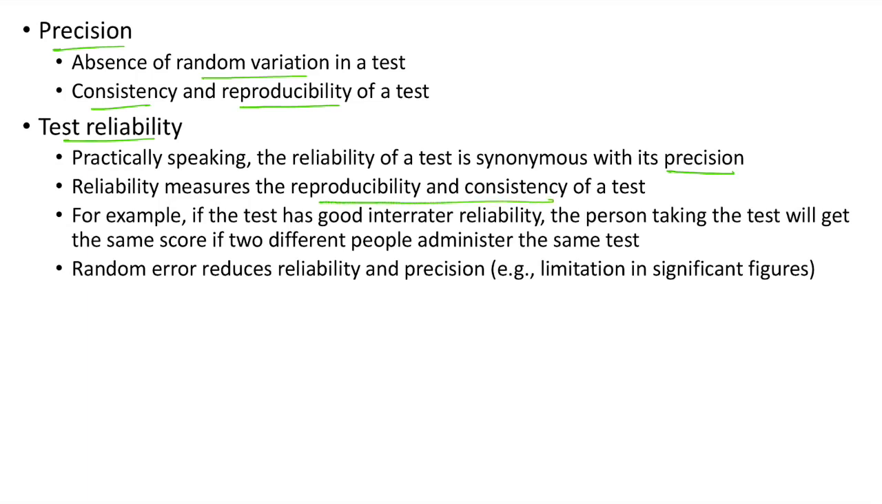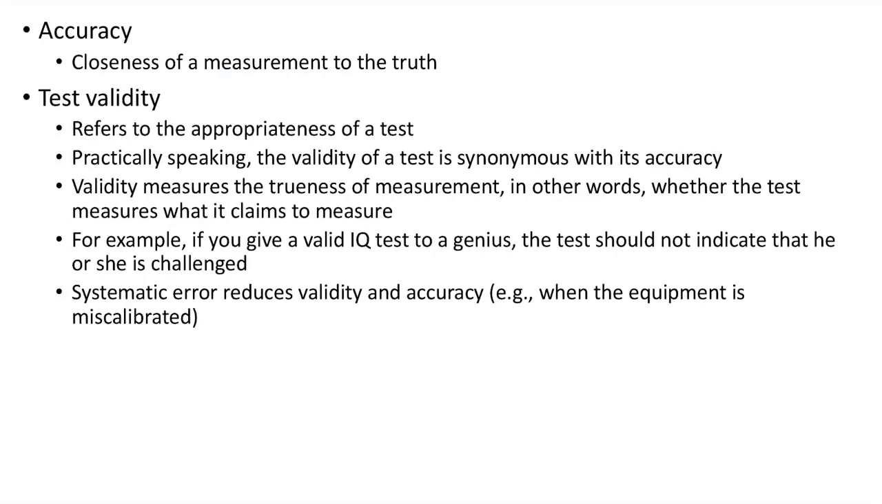For example, if the test has good inter-rater reliability, the person taking the test will get the same score if two different people administer the same test. Random error reduces reliability and precision, for example, limitation in significant figures. Now let us see about accuracy. It refers to the closeness of a measurement to the truth.